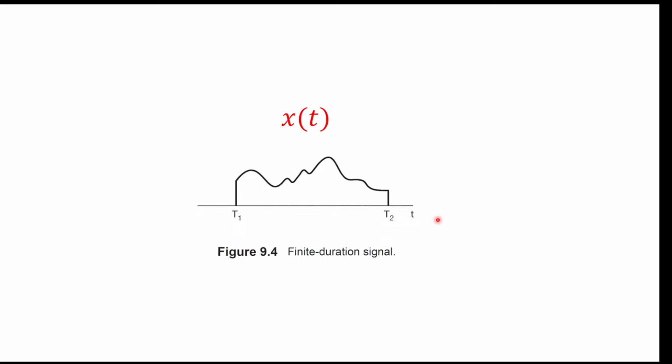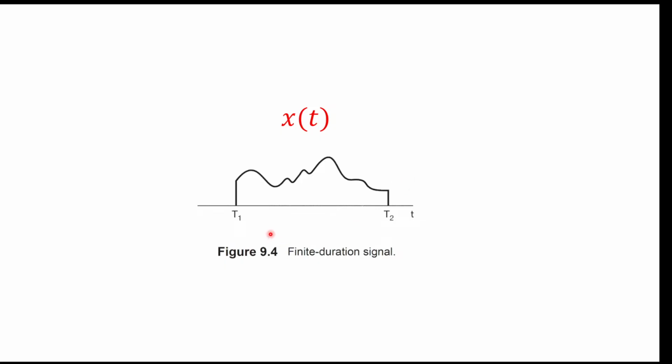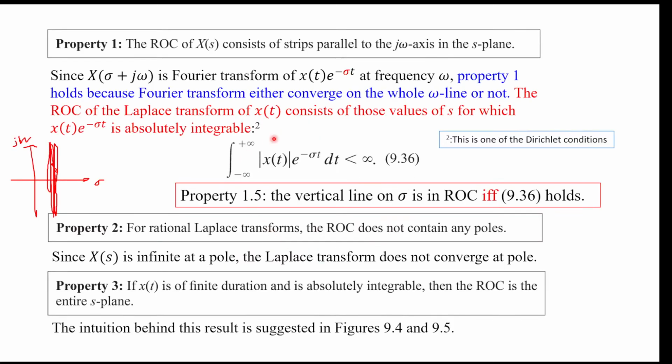Any question about the derivation here? Basically, we check property 1.5 and see that if our x of t is a very well-behaved function, then for every sigma this integration will be finite. So that's property 3.